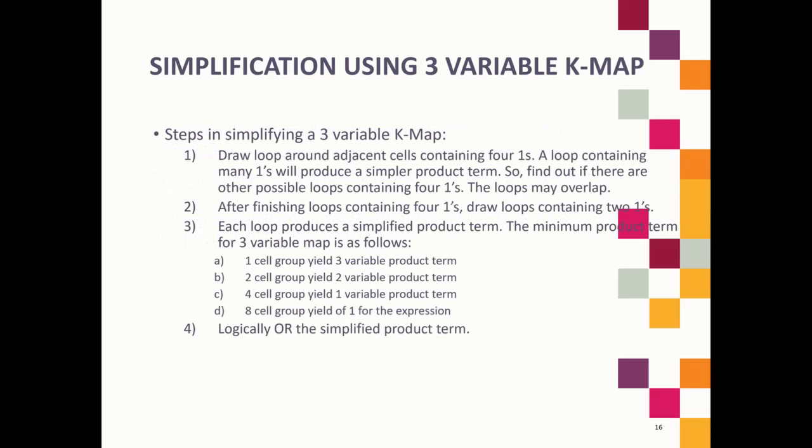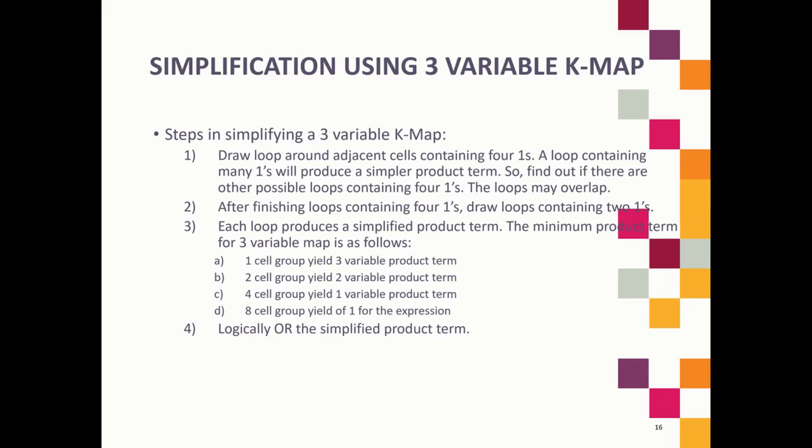This is the step in simplifying a 3 variable K-map. After you map all the values in your K-map, the next step is to draw a loop around adjacent cells containing 4 ones. Why must we start with the cells containing 4 ones? Because in K-map simplification, the process of drawing loops must start with the bigger size loop. So if you compare a loop containing 4 ones and a loop containing 2 ones, you need to loop the adjacent cells containing 4 ones first. After that, you proceed with looping cells containing 2 ones.